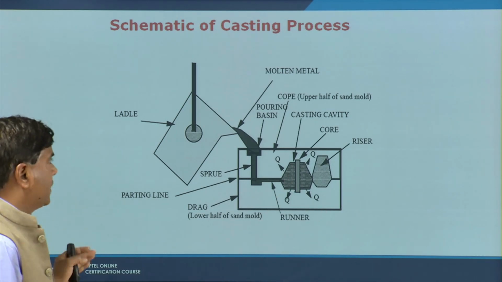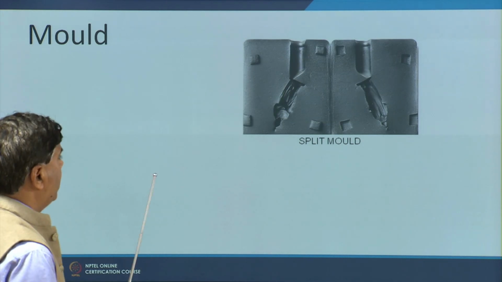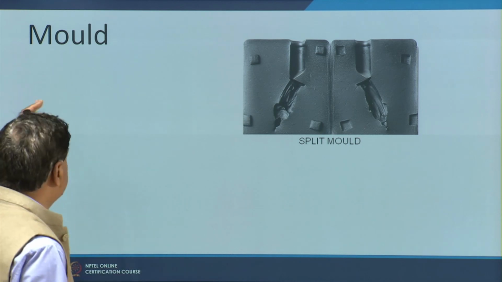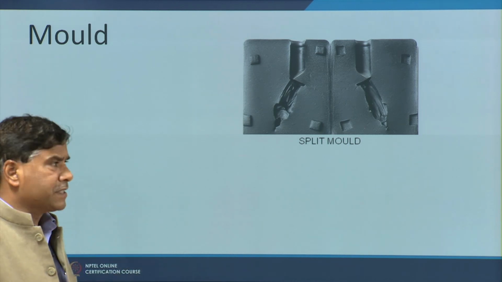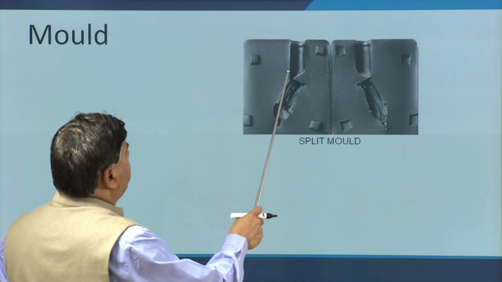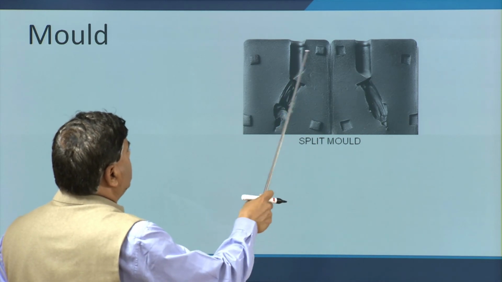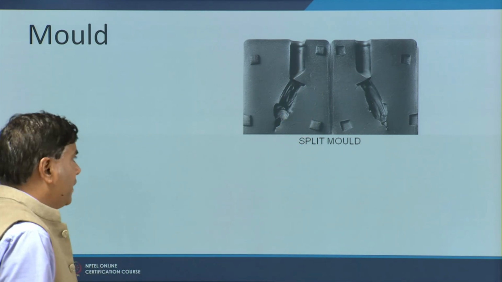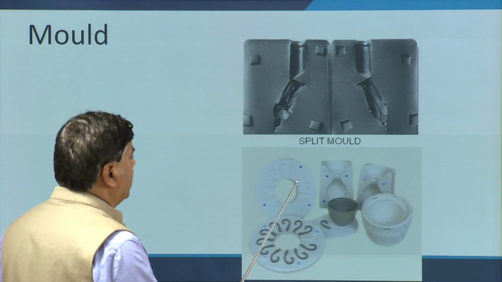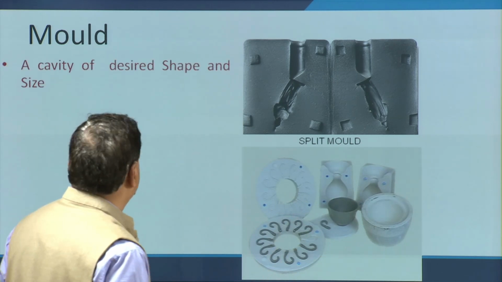So, these are the different elements or parts related with the casting process. Here the mold is the cavity, just to familiarize the different terms related to the casting process. This is the split mold, this is the mold cavity, and this is the region through which molten metal will be fed into the cavity. These are the different types of molds which are used for making a variety of products.